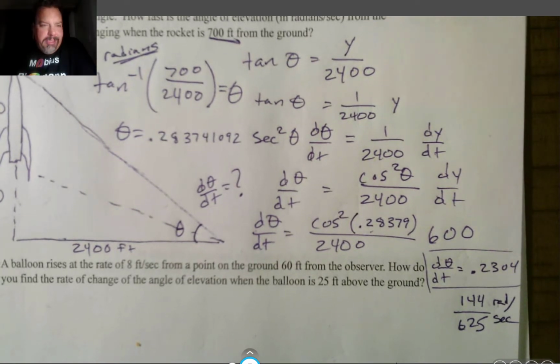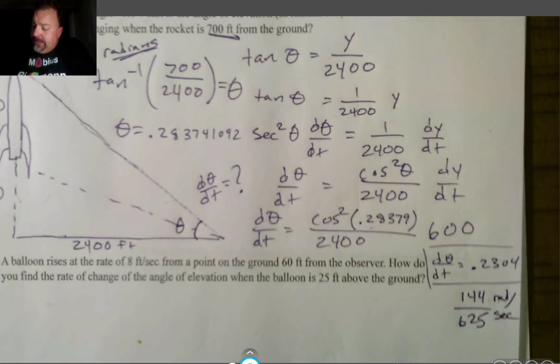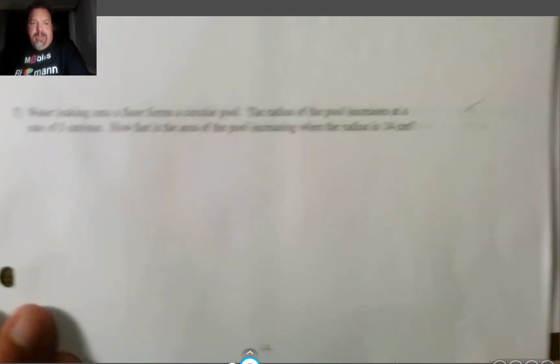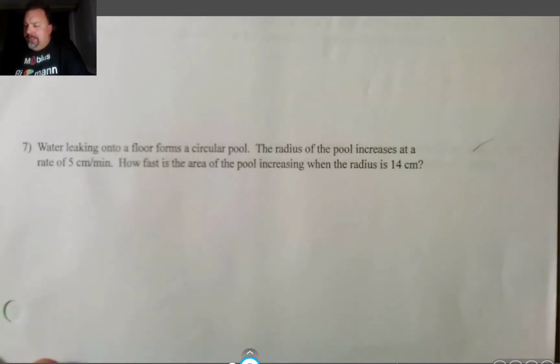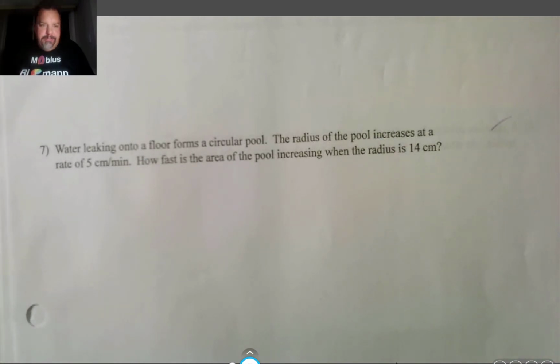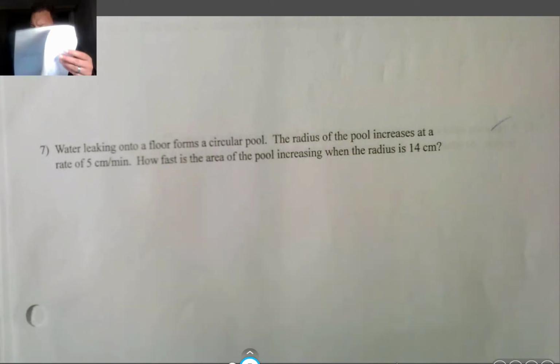All right, the first three problems are pretty hard. The next set of problems should be easier. So I'm going to go on to number 7. And with these problems, like I said, they're a little bit easier because they're just going to be using familiar formulas that you already know.